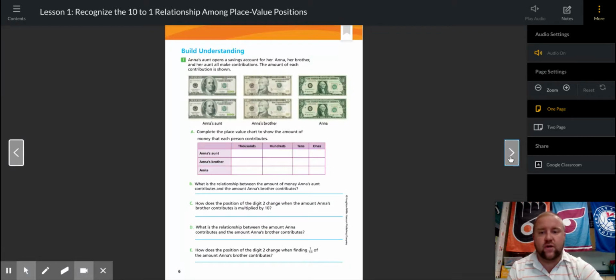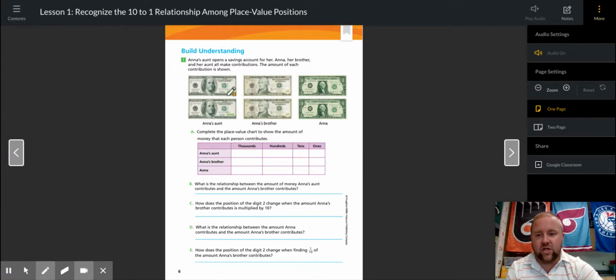So when we shift over to the next page, it talks about place value with money, which we always love talking place value and money. So it says Anna's aunt opens a savings account for her. Anna, her brother, and her aunt all make contributions. The amount of each contribution is shown. So Anna's aunt put in two $100 bills, and Anna's brother put in two $10 bills, and Anna put in two $1 bills. So it says complete the place value chart to show the amount of money each person contributes.